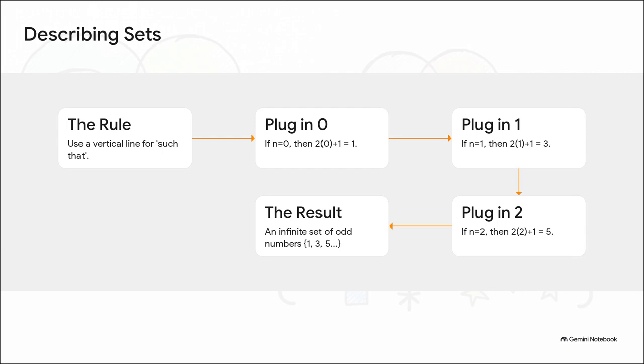Step 1. That vertical line literally just means such that. Step 2. If n is 0, we plug it in and get 1. Step 3. If n is 1, we get 3. Step 4. If n is 2, we get 5. The result? We capture the infinite set of odd numbers perfectly in just one short line of chalk.